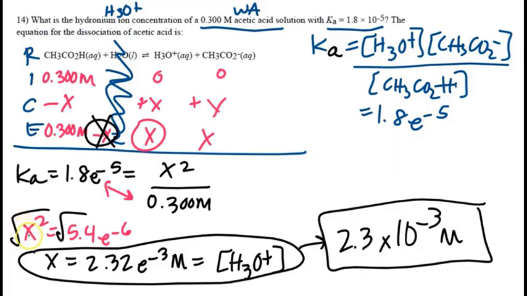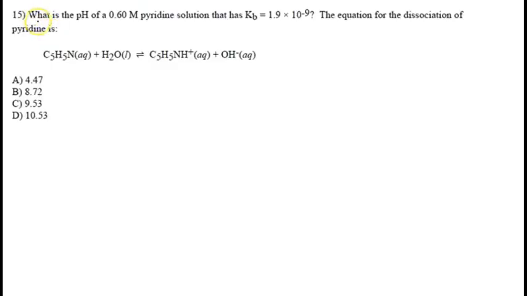Let's go ahead and go to question number 15. Question number 15 states, what is the pH of a 0.60 molar pyridine solution that has a Kb value of 1.9 times 10 to the negative 9?